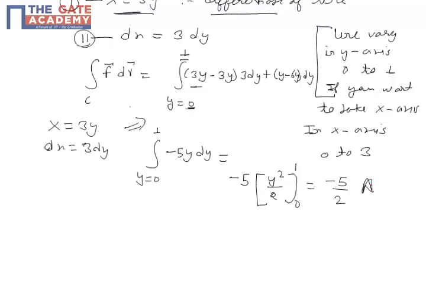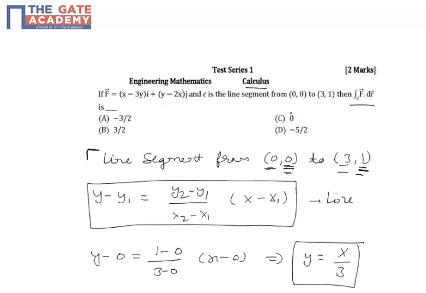This is your answer. Again, friends, if you want to find the integration by taking dx, then you put the value of dy in terms of dx and the integration limits change: x goes from 0 to 3, and you can solve it. This is your second option to solve the problem. So the answer of this problem is −5 by 2. If you see our options, this is D. So the answer is D.